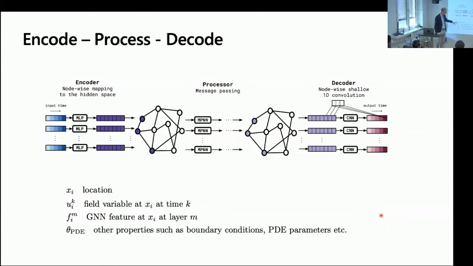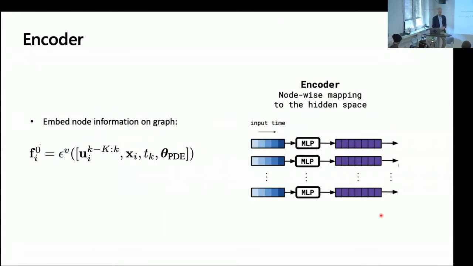The variables that we have to keep track of are location x_i, the fields at position x_i at time k. And then on the graph neural net, we have the feature vectors at position i and intermediate time m, the thing that we want to predict in the future, layer m. And then there are the parameters of the PDE itself, which define the PDE, but for instance, also the boundary conditions. Okay, so first a little bit on the encoder.